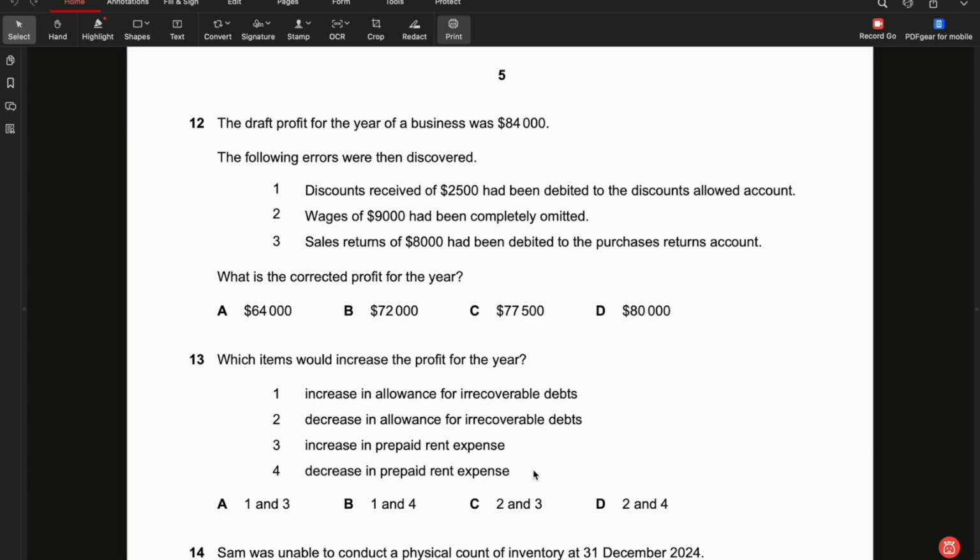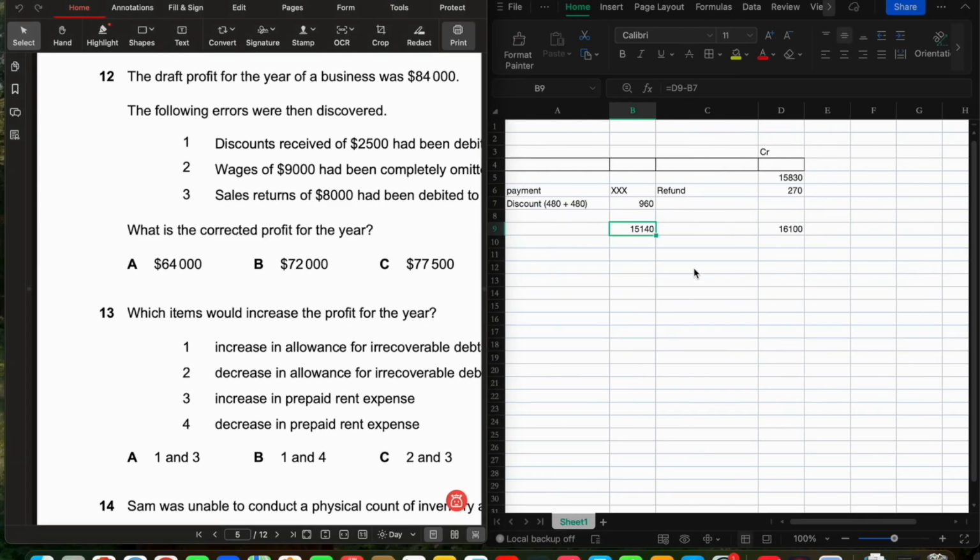Question 12. A draft profit for the year of a business is 84,000. The following errors were then discovered. 1. Discount received of 2,500 had been debited to the discount allowed account. Then wages of 9,000 had been completely omitted, and the sales return of 8,000 had been debited to the purchase return account. Okay, so there are 3 errors. Let's understand them one by one. So we made a draft profit of 84,000.